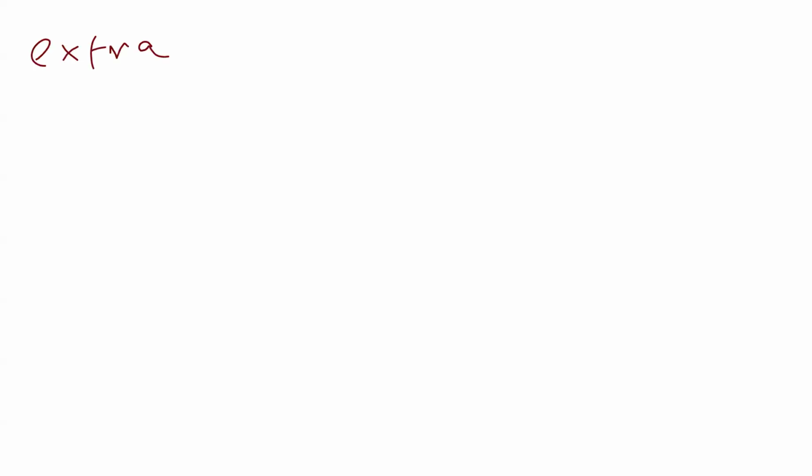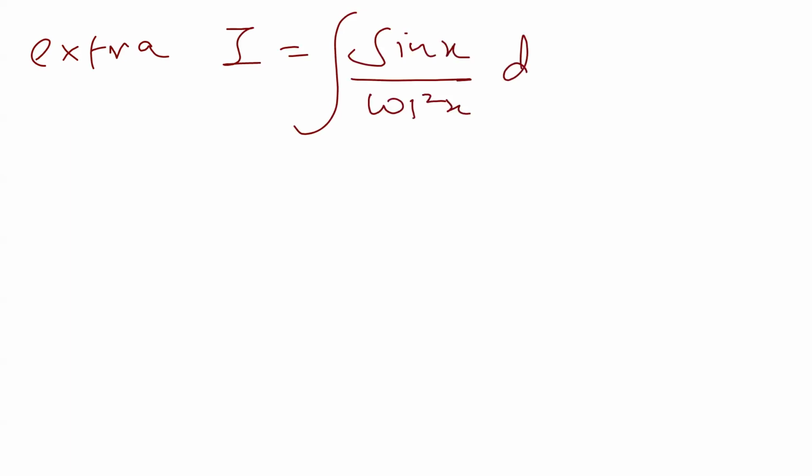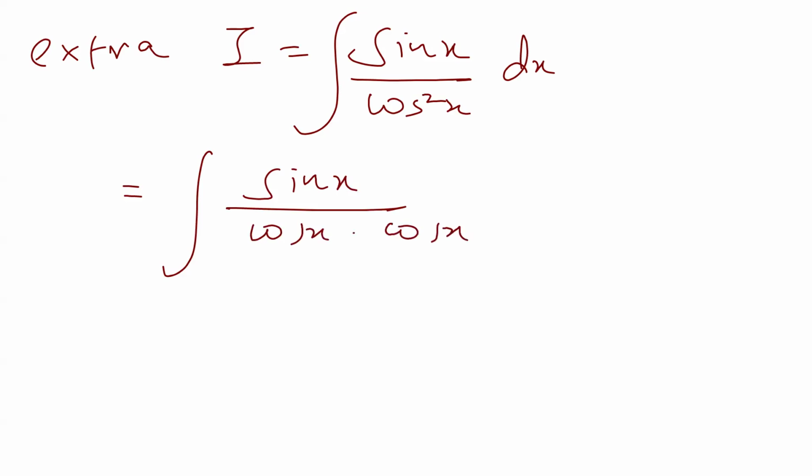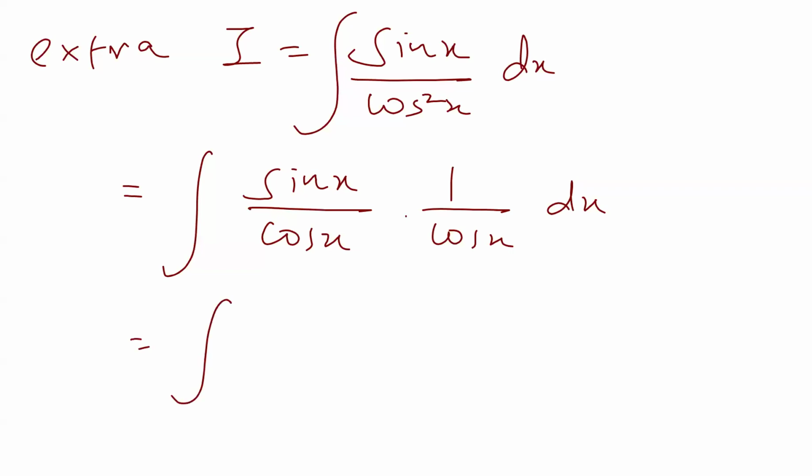Then integration of sin x upon cos square x dx. Sin x upon cos square x. So this equals sin x upon cos x into 1 upon cos x. Cos x I'm writing twice. So this is tan x and this is sec x. Can you just refer to the formula sheet and tell what is the right answer over here?